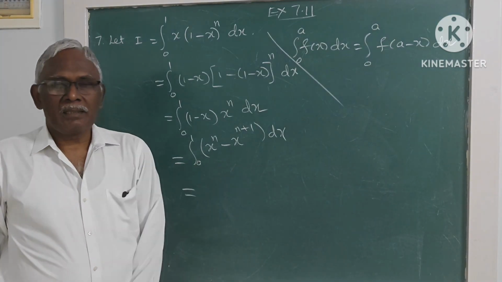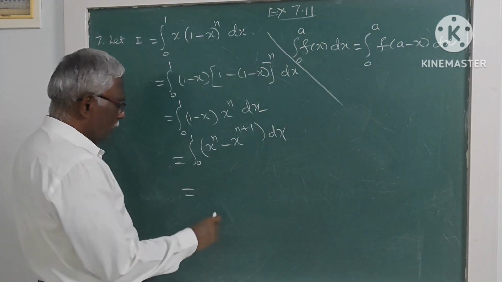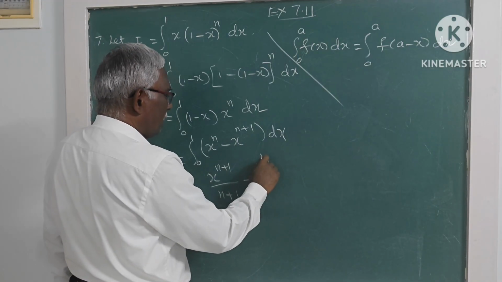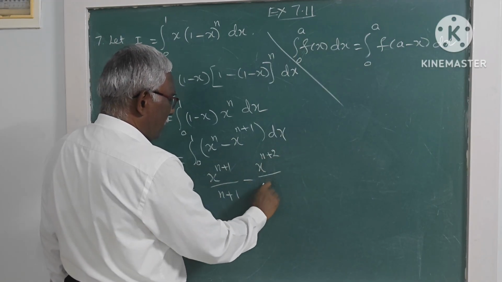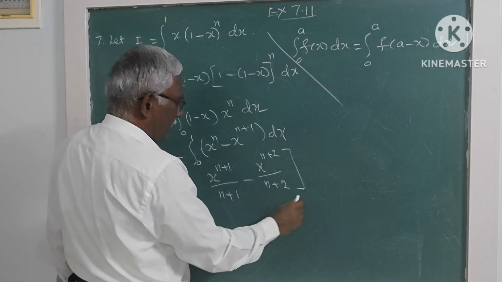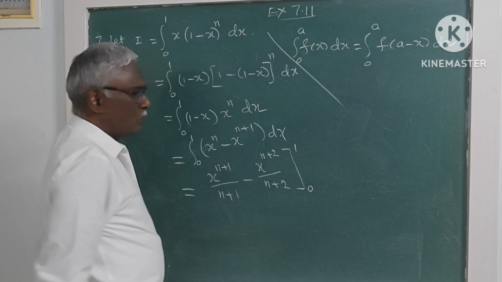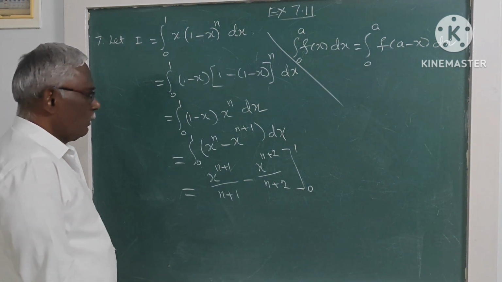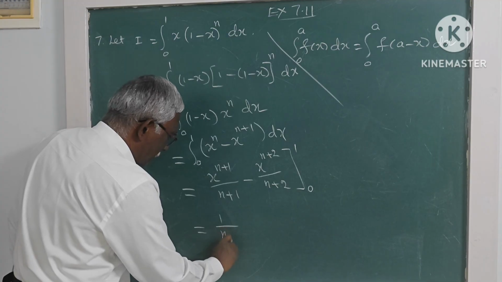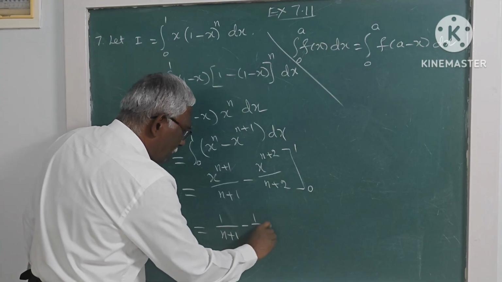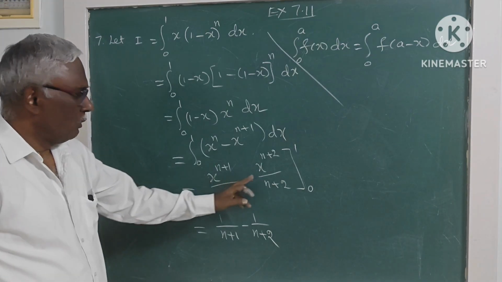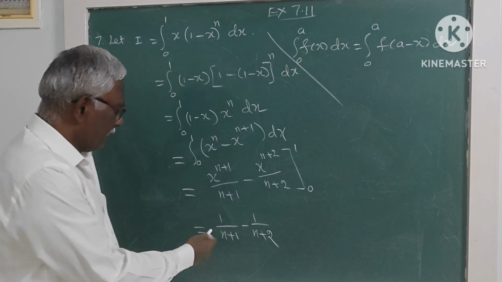Integral x power n dx is what? x power n plus 1 by n plus 1. This will be x power n plus 1 plus 1, that is n plus 2 by n plus 2, then 0 to 1. Now put x is 1. So 1 by n plus 1 minus 1 by n plus 2. You put x as 0, both terms become 0.